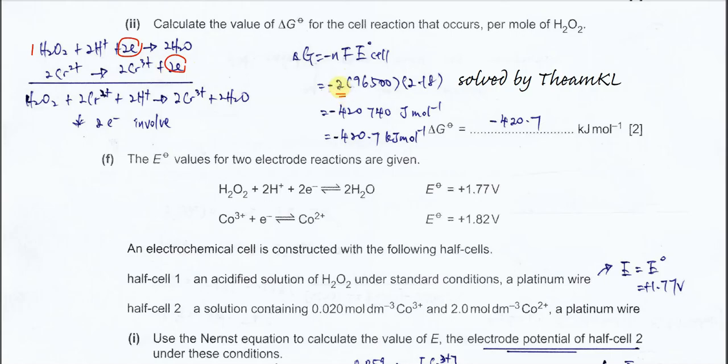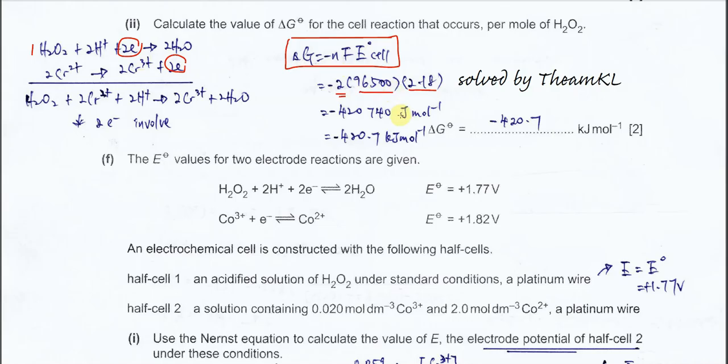First, you must know the equation between the Gibbs energy and the E0 cell. It is delta G equal to negative nFE0 cell. This one you must remember. This is the relation between the Gibbs energy and the E0 cell. Now we know there are 2 electrons, so n is 2. The Faraday constant is 96500, and the E0 cell we just calculated is 2.18.